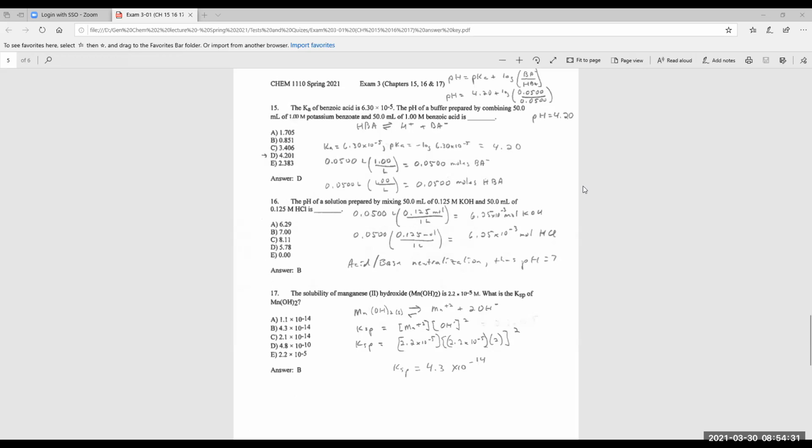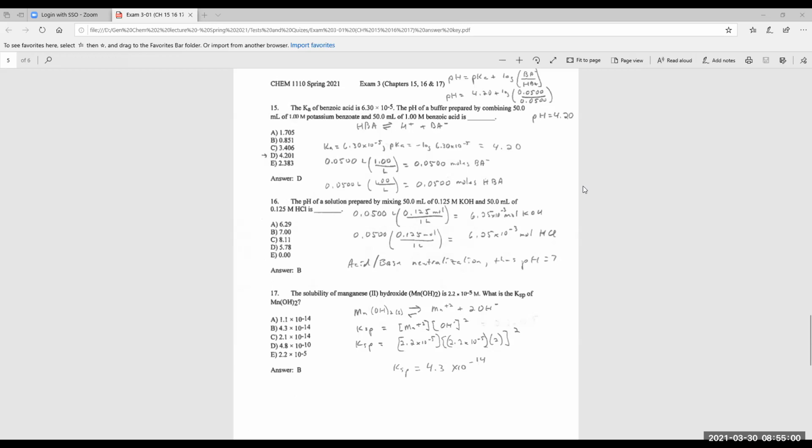Number 17, the solubility of manganese hydroxide is 2.2 times 10 to the minus 5 molar. What's the Ksp of it? So you would go ahead and write your equilibrium expression. So that's the solid hydroxide dissolving into the metal ion plus 2 moles of hydroxide. So you have to get that 2 moles in there.